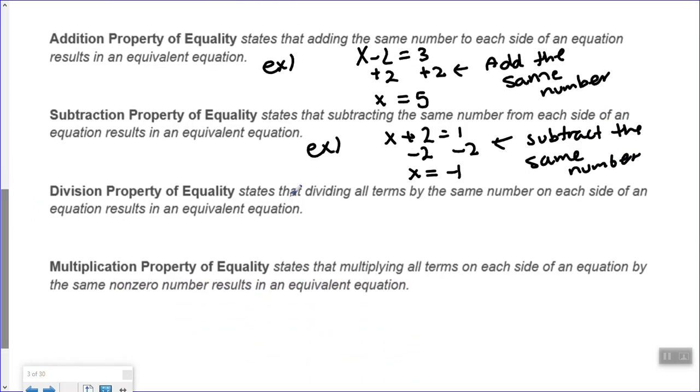And division property of equality, you divide both sides by the same number. For example, 3x equals 6, divide by 3, divide by 3, x equals 2. So here, divide by the same number.